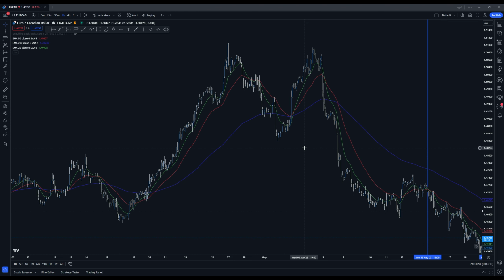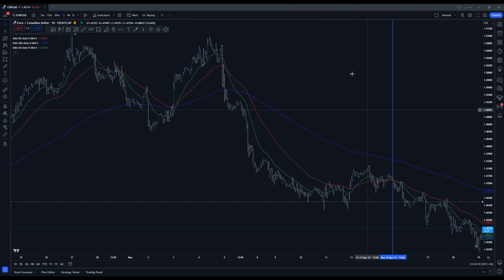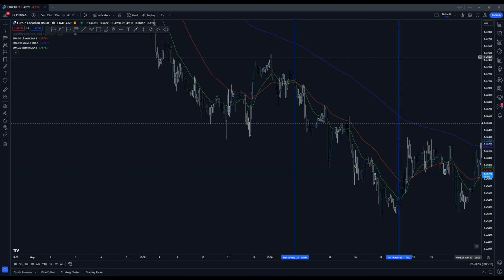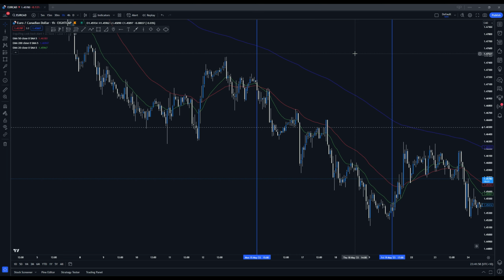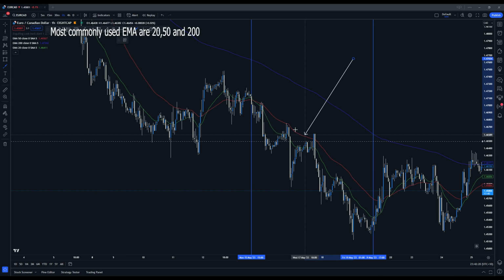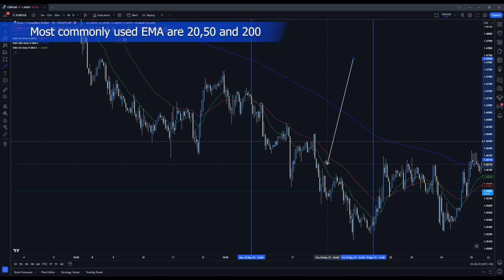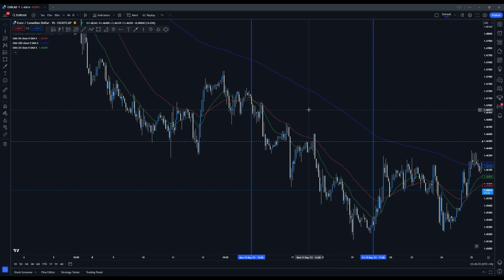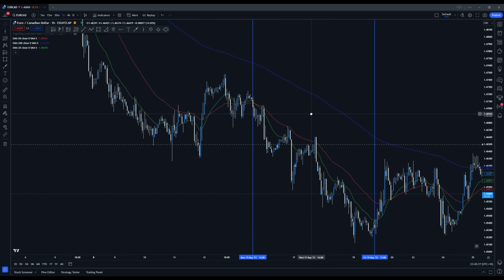Really, the exponential moving average is a great tool. I've marked up a couple spots here, and I'll just go over why they are good. Any exponential moving average is good, but there are more popular ones. I think the most popular ones are a 200 average, which is this one, a 50 moving average, which is the red one, and a 20 moving average. Some people probably use 10 or 20. These are probably the most popular three that are used.